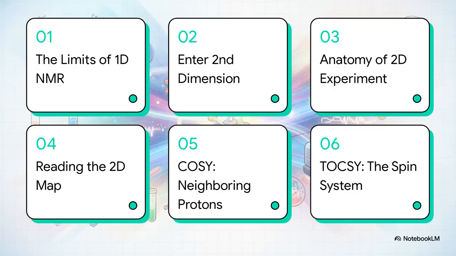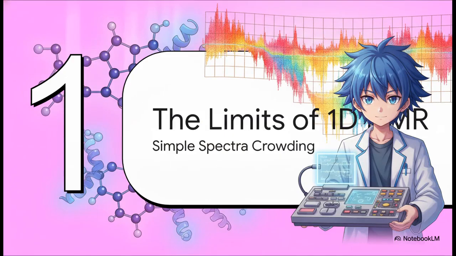Here is our roadmap for today. We'll start with the limits of 1D NMR, then enter the second dimension, break down the anatomy of a 2D experiment, learn how to read the 2D map, and finally dive into COSY and TOCSY. All right, let's jump right into Section 1, the limits of 1D NMR, and what happens when simple spectra get crowded.